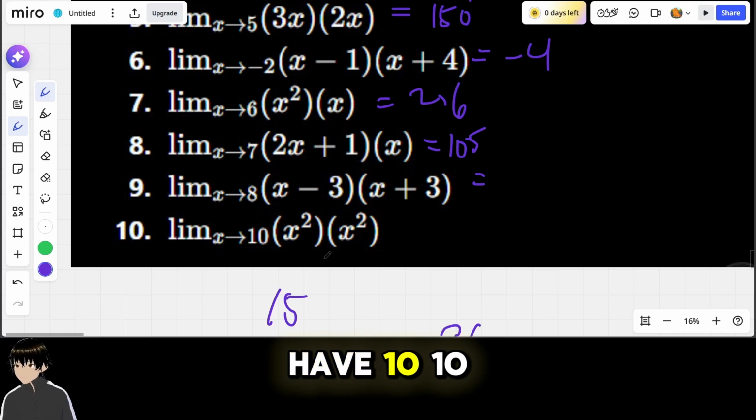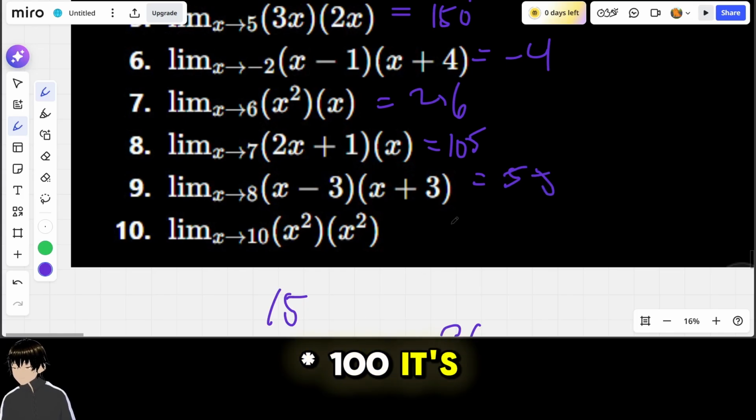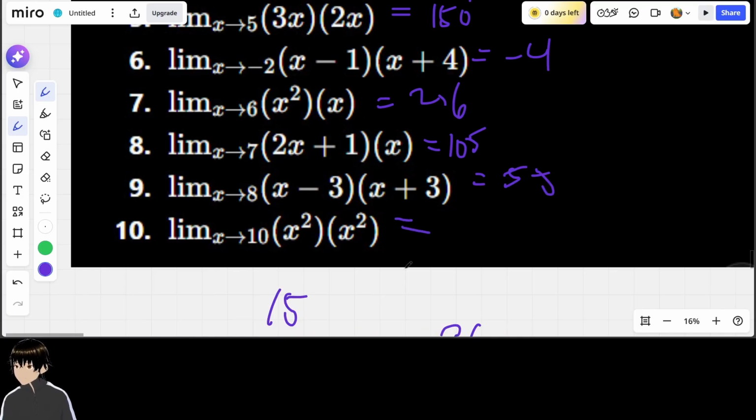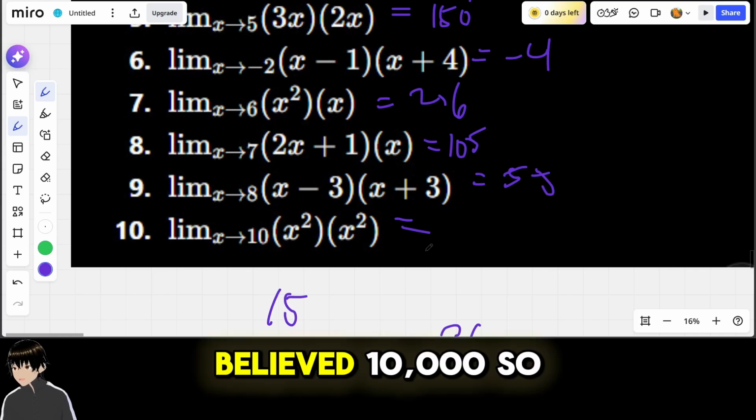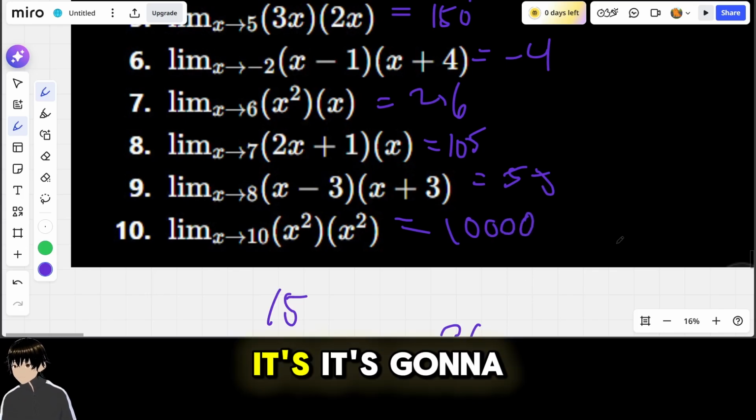So now we have 10. 10 squared, 100. And 10 squared, 100 as well. 100 times 100 is going to be, I believe, 10,000. So let's check our answers. Let's check if we're correct. It's going to be product rule.